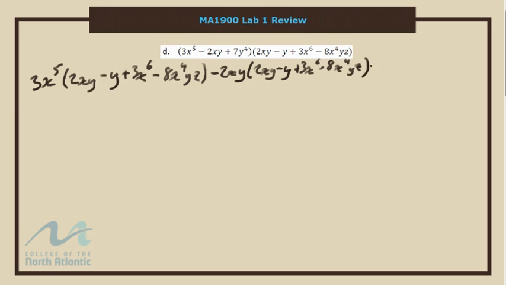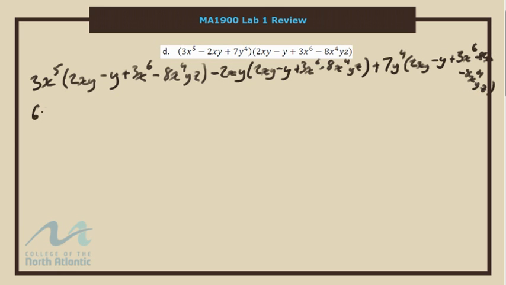plus 7y to the 4 times 2xy minus y plus 3x to the 6th minus 8x to the 4yz. So it's actually tricky getting this all to fit on a page. Now I do the same thing I did last time. I just simply multiply it out.